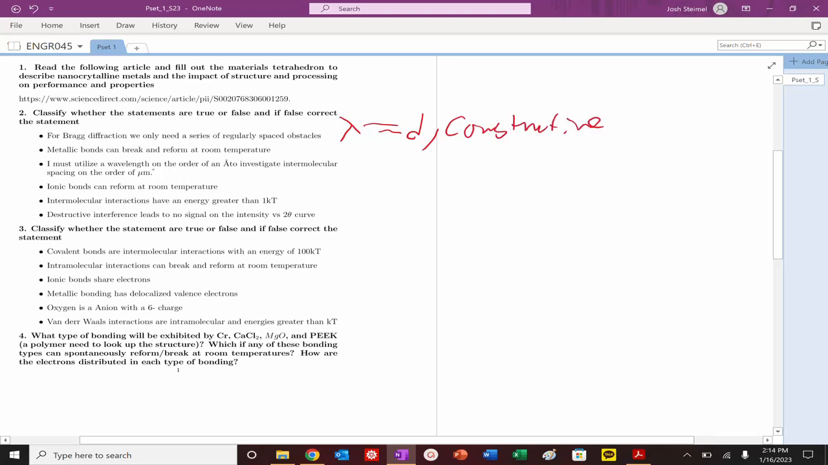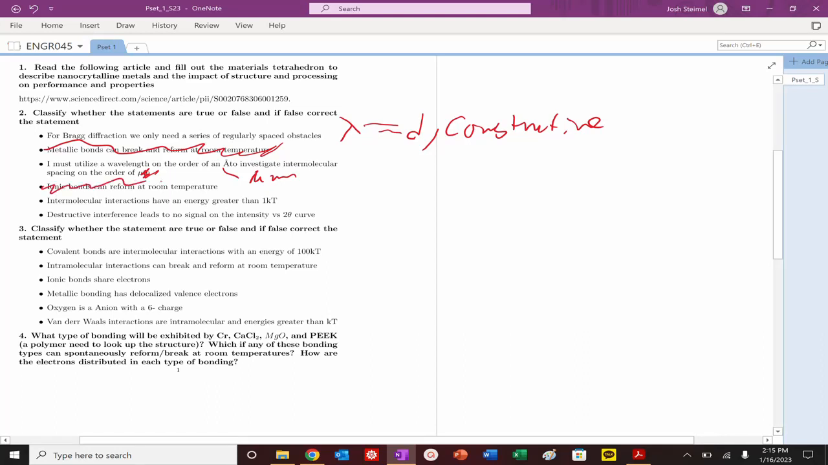Metallic bonds can break and reform at room temperature. Nope. Those are what types of bonds? Intermolecular bonds, so van der Waals, H bonds, all those things. Metallic bonds are intramolecular interactions and have bond energies greater than kT. I must utilize a wavelength on the order of an angstrom to investigate intermolecular spacings on the order of micrometers. Nope, that's too small. I need it to be micrometers if I want that type of spacing. So that is also false.